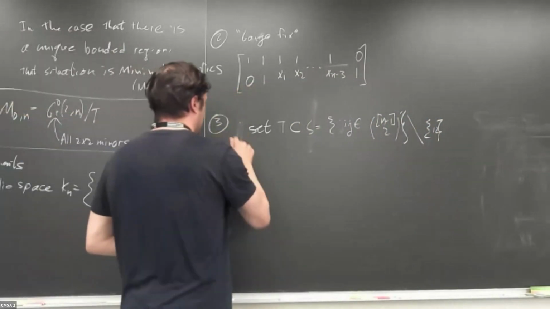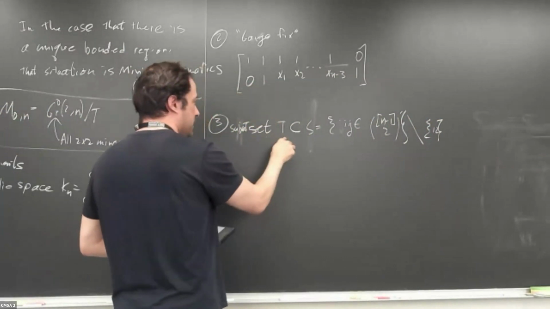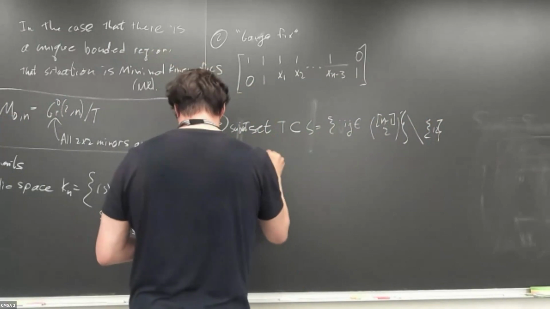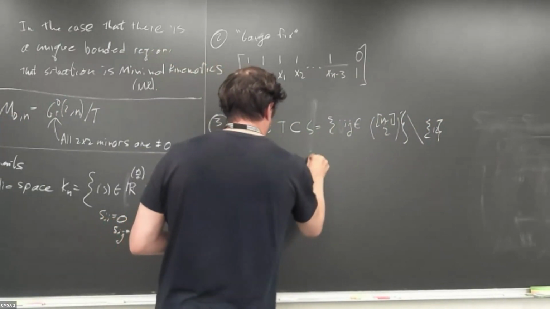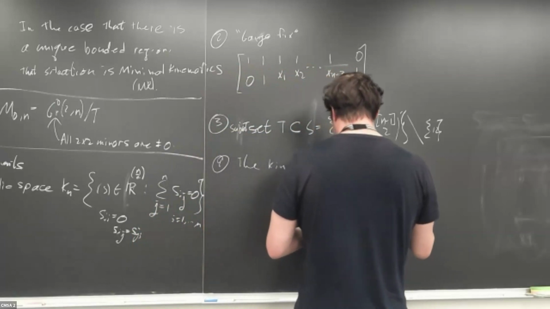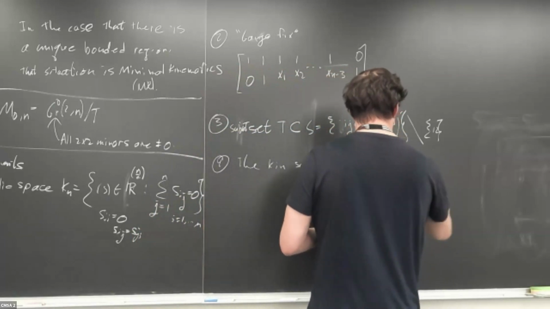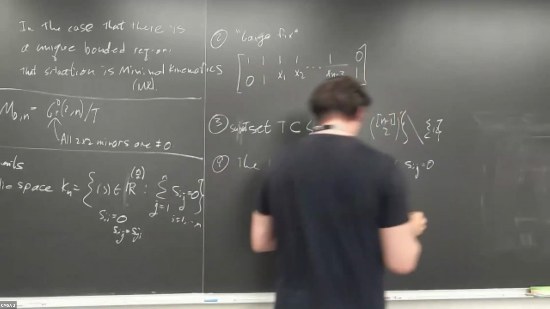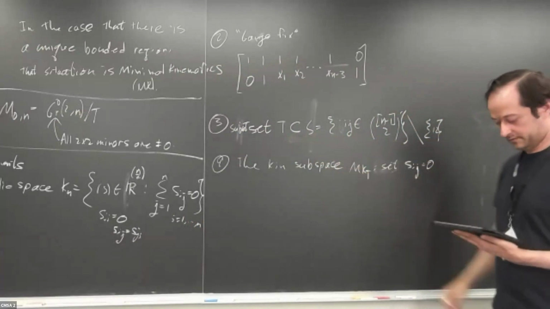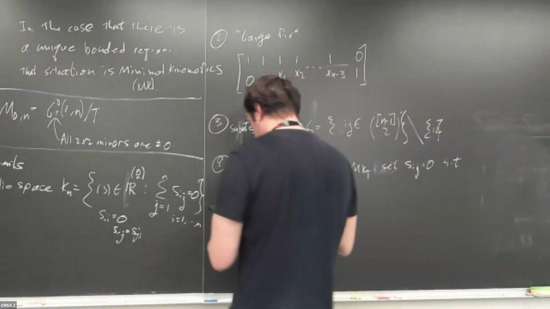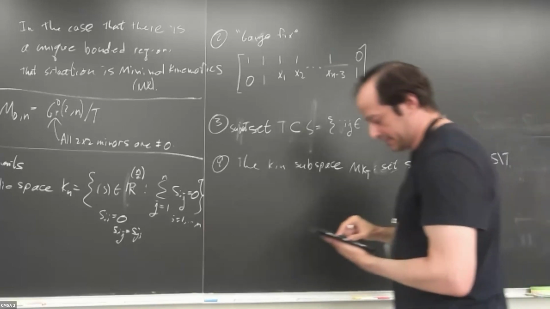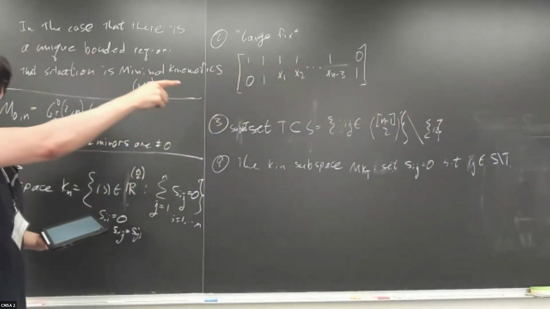Okay, so we take a subset T of that set, and the kinematic subspace we can denote MK subscript T. What we do is we set to 0 all Sij such that ij is in the complement of T inside S. Okay, so minimal kinematics. Can I write up there still in the corner?